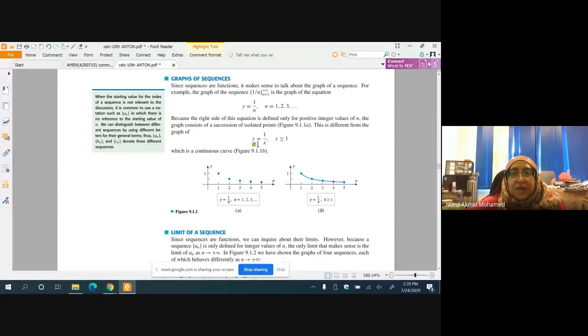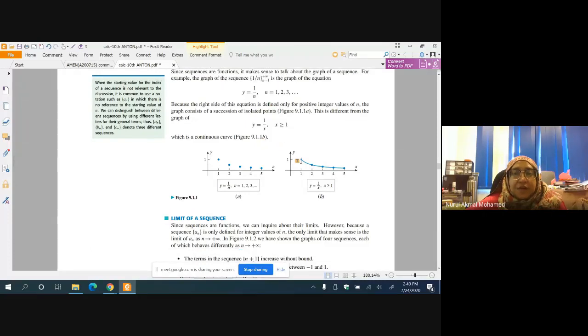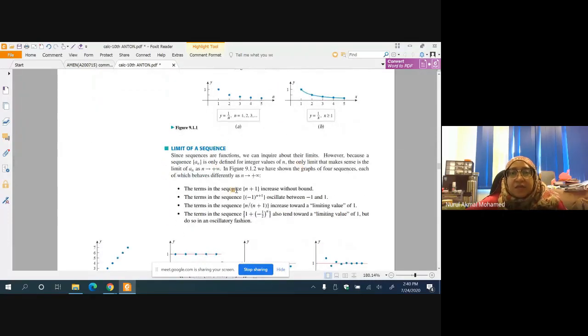When x is equal to 1, it will be 1. When x is equal to 2, it will be 1/2. When x is equal to 3, it will be 1/3. When x is equal to 4, it will be 1 over 4. As x tends to infinity, y will be almost 0, but it will never be 0. So this is how we draw the graph of the sequence for 1 over x. Next, the limits of the sequence.